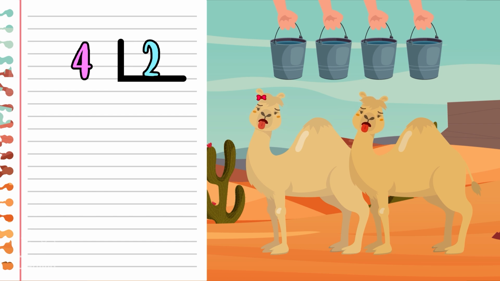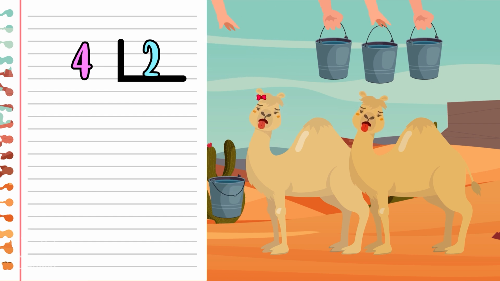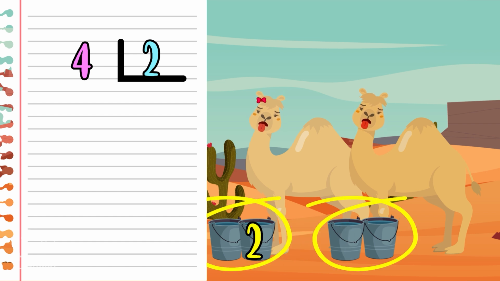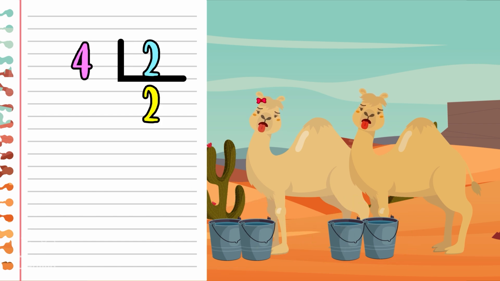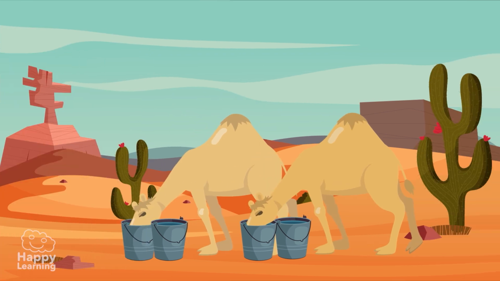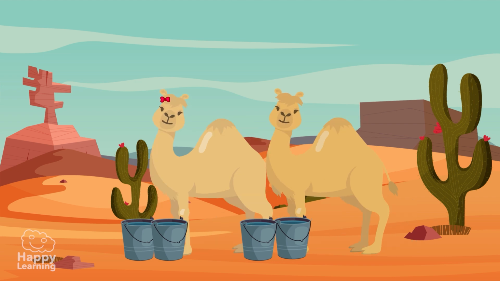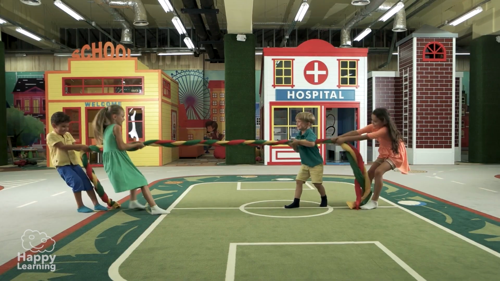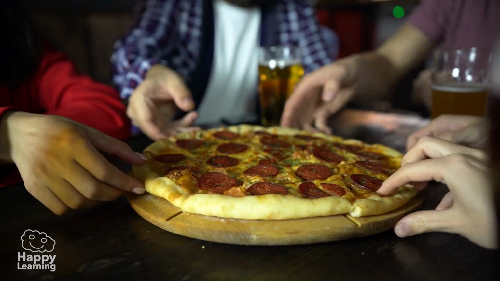And very easily we divide the buckets. And each camel gets 2 buckets. So 4 divided by 2 is equal to 2. How cool! Apart from dividing, we have also given the poor camels a drink. Knowing how to divide is really important for day-to-day life. We do it all the time.